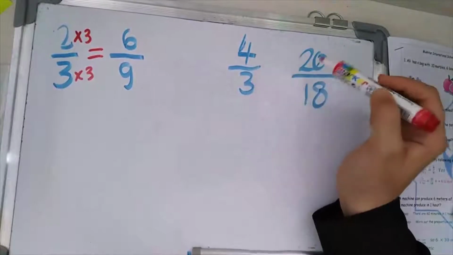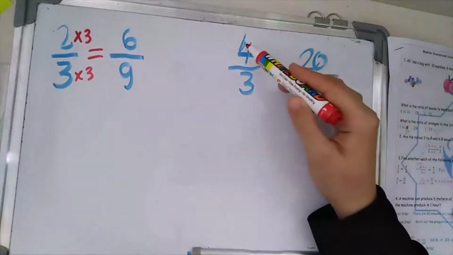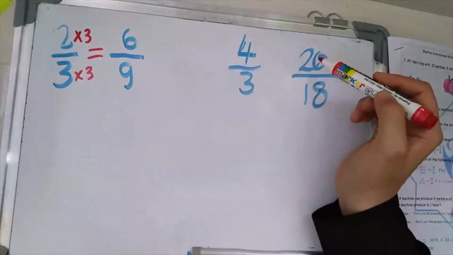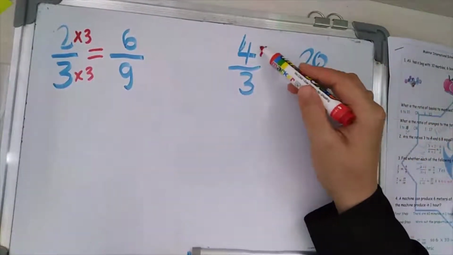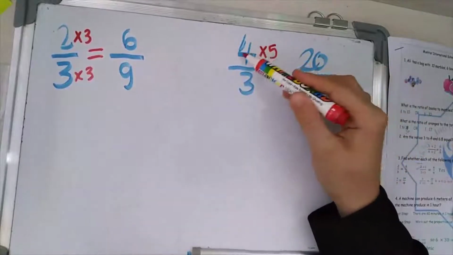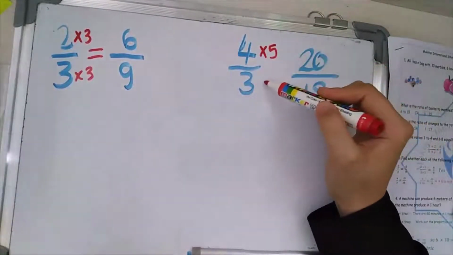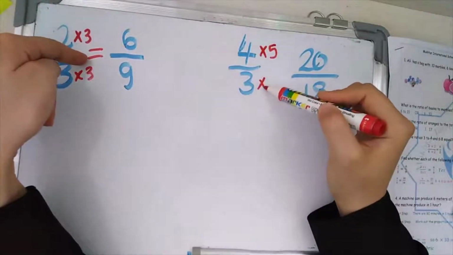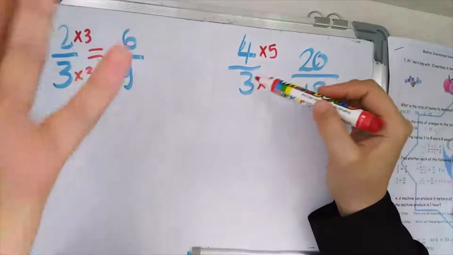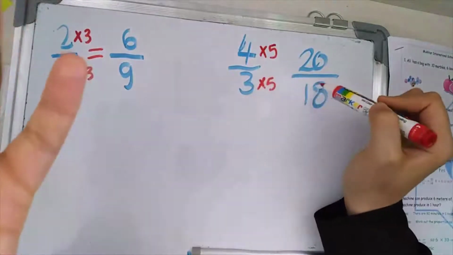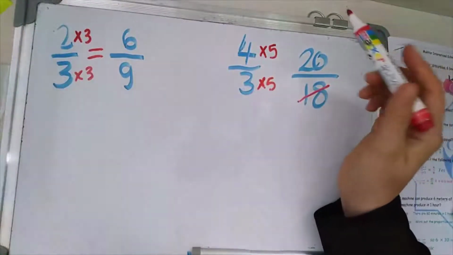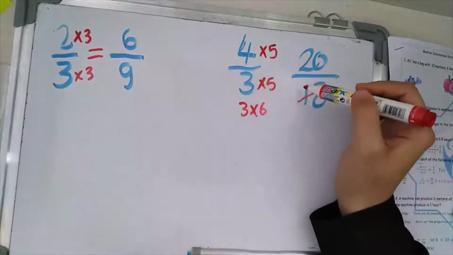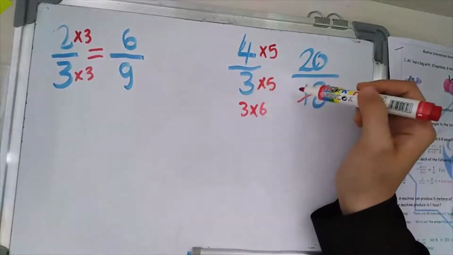For 4 over 3 and 20 over 18, I'm going to take a look at 4 and see how 4 turned into 20. That's obviously multiplying by 5, because 4 times 5 is 20. So I will think of multiplying by the same number like how I did over here, which is by 5, of course. But the problem is that 3 multiplied by 5 is not equal to 18. 3 multiplied by 6 is equal to 18.